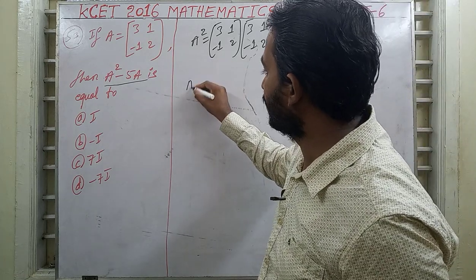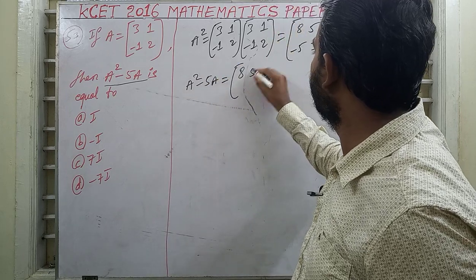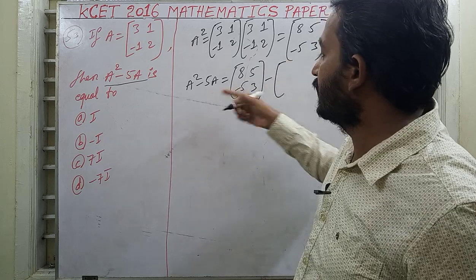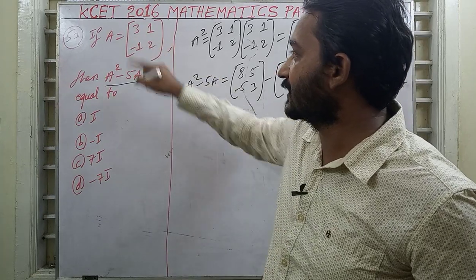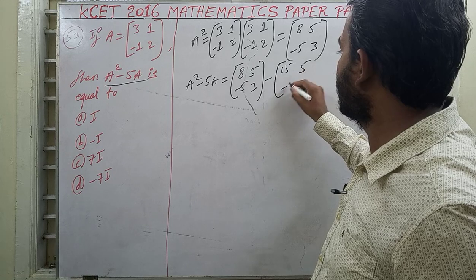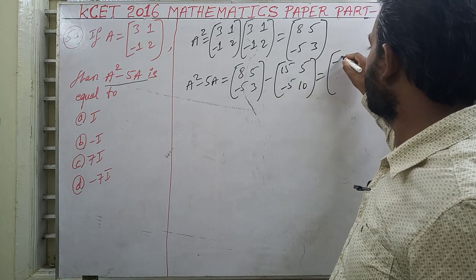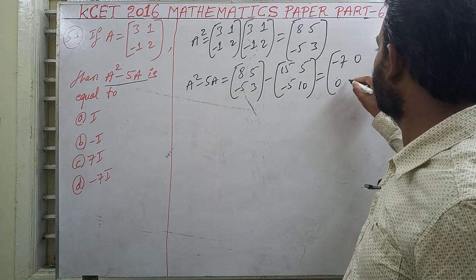So now we have to find out A square minus 5A. In this case A square is 8 5 minus 5 3, minus 5 into A, nothing but A multiplied by 5. All the elements in this case are multiplied by 5: 15 5 minus 5 10. So it becomes minus 7. 8 minus 15 is minus 7, 0, 0, again minus 7.